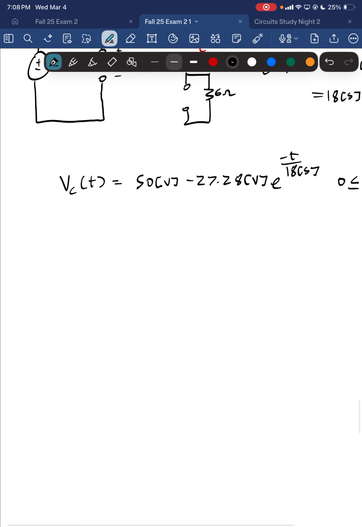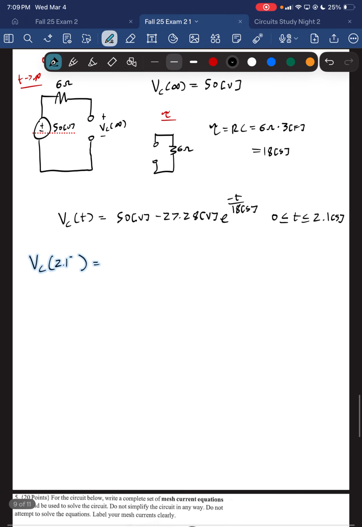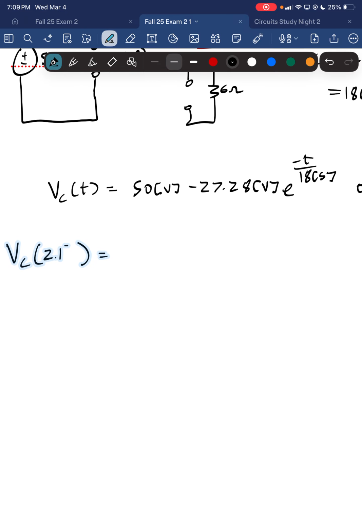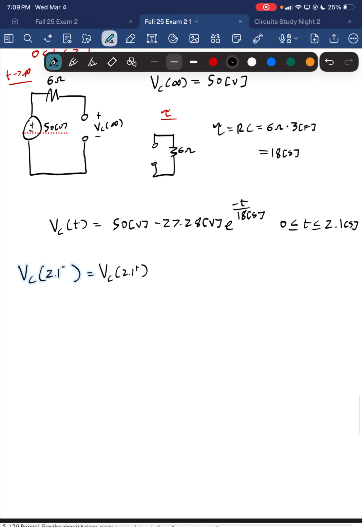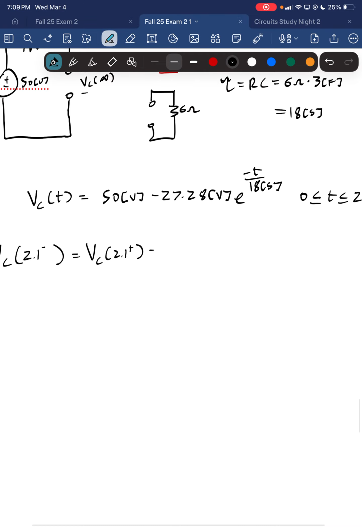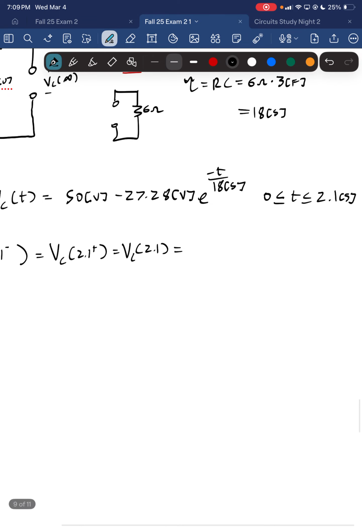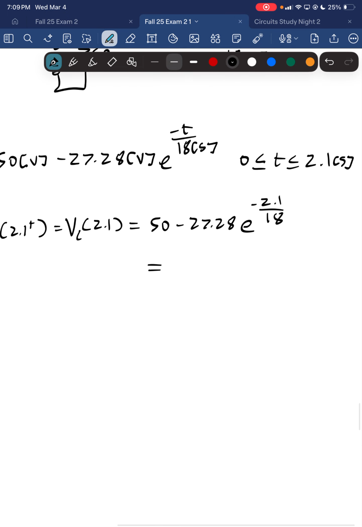Okay, so now we are going to find VC at 2.1 minus. And if we have VC at 2.1 minus, we have our VC at 2.1 plus, because capacitor voltages cannot change instantaneously. Therefore, we will have what we are looking for, VC at 2.1. And that's going to be 50 minus 27.28 e to the negative 2.1 over 18, which is 25.72 volts.